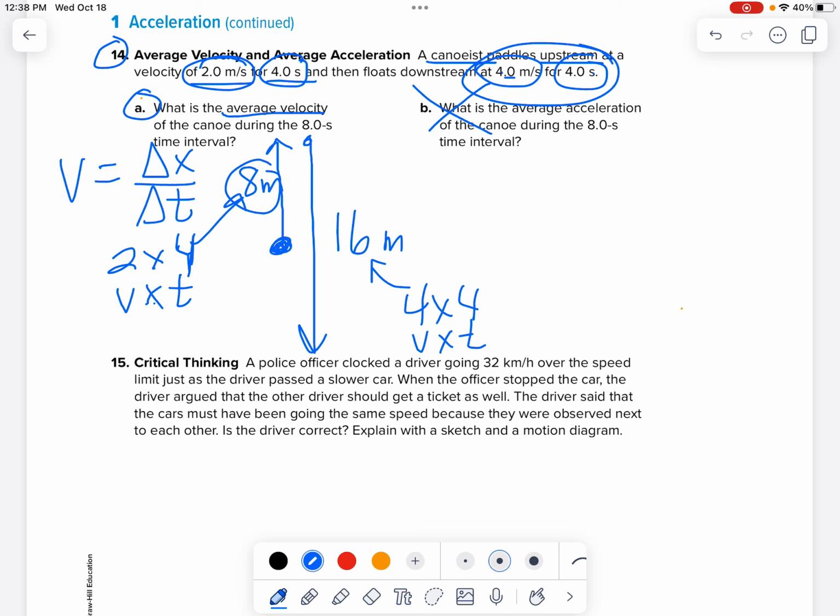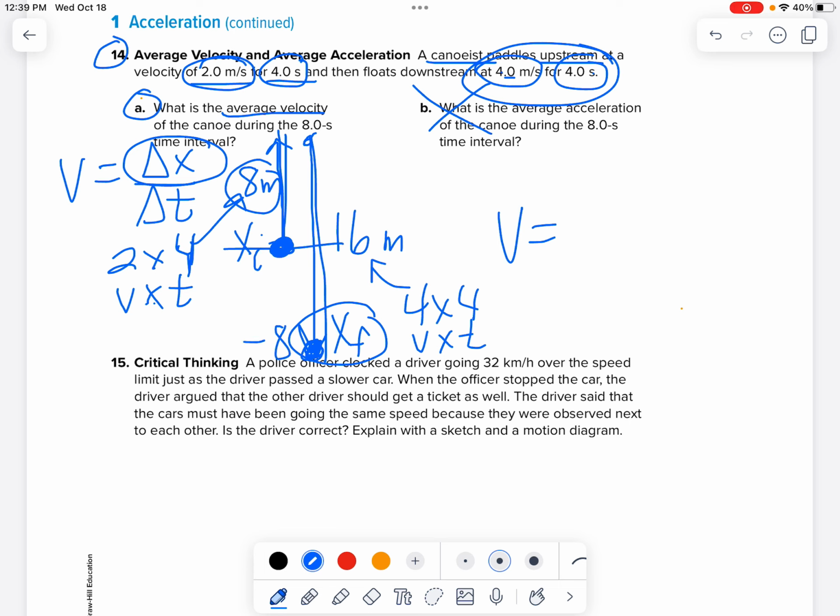So he started here. Let's say that's 0. He ends up here. I don't care that he went upstream and then came back down. I'm just interested in his starting position. We'll call that xi. And his ending position, we'll call that xf. That change is what gives me my velocity over the change in time. So xf is at -8. He went up 8, came back 16. He's at -8 now. He's below where he started. So -8 minus 0, 0 is where he started, over the time, well, 4 seconds and another 4 seconds, 8 seconds.